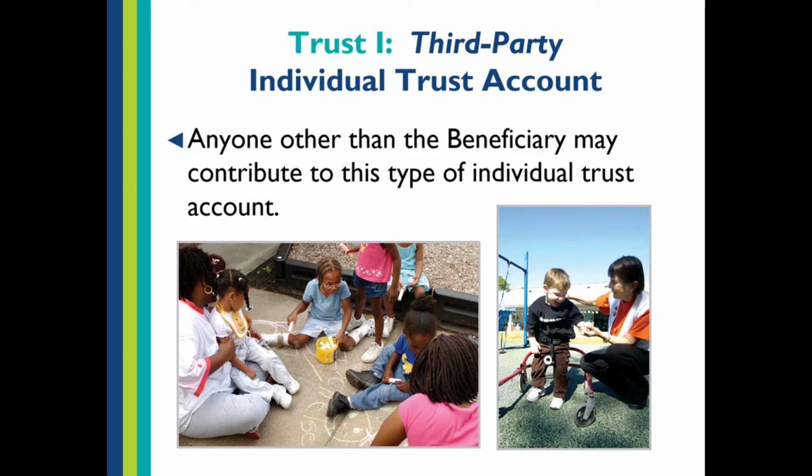The first is a third-party special needs trust, what we call a Trust 1. This type of trust account can accept funds from anybody else other than the beneficiary, who is the person the trust benefits. So as an example, mom or dad, grandma and grandpa can contribute funds into a third-party special needs trust for the benefit of an individual.